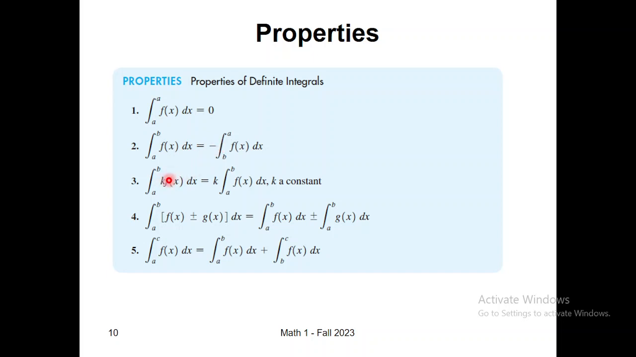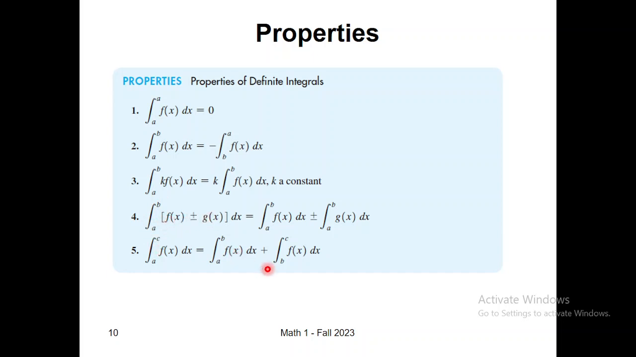Now if you have some function multiplied by constant k, you can bring this constant outside the integration. And this is very clear based on the fundamental theorem of calculus, or based on viewing this as an area under the graph scaled by constant k. And also you can distribute the definite integration over summation and over subtraction.